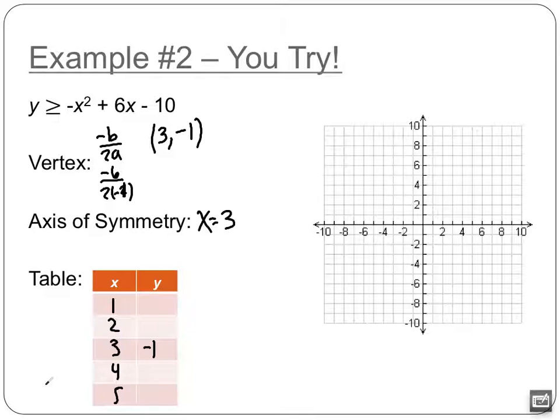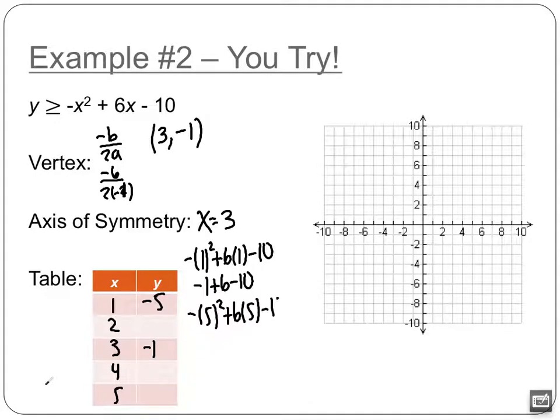Now I'm going to substitute in 1. So this ends up being negative 1, add 6, subtract 10. That ends up being negative 5. If I substitute in 5, I should end up with negative 5 again. So I'm going to do that just to make sure. This ends up being negative 25, add 30, and then subtract 10, which is again negative 5.